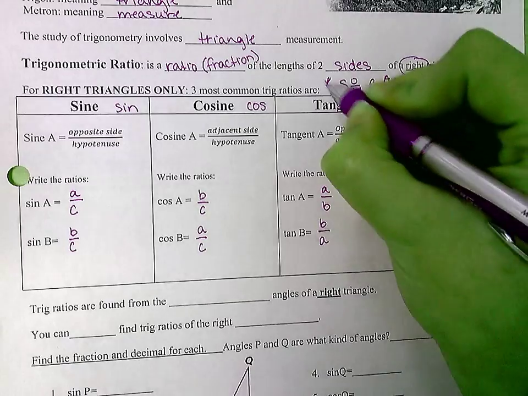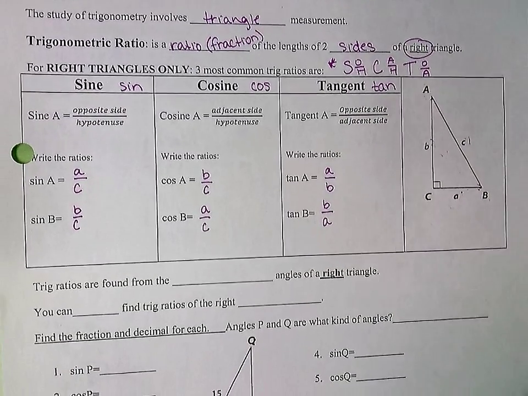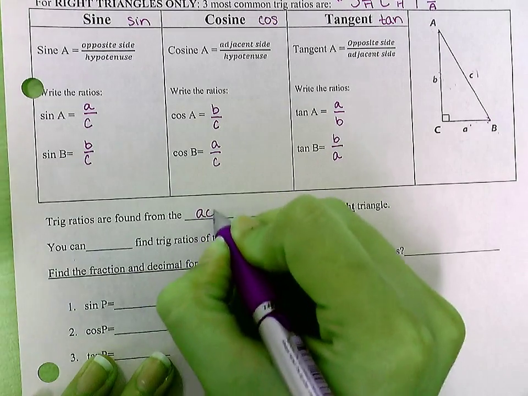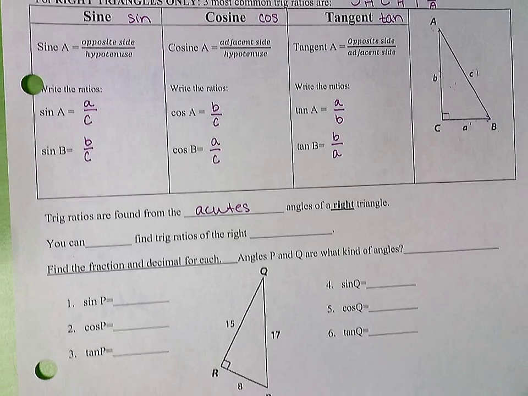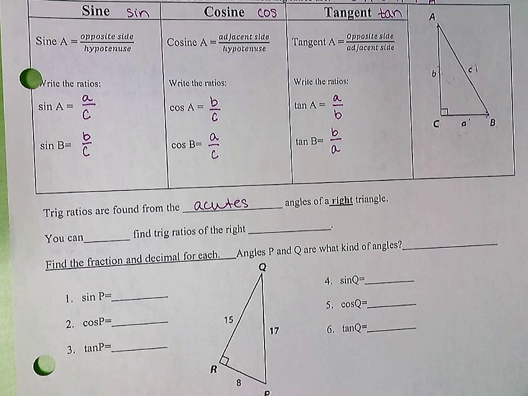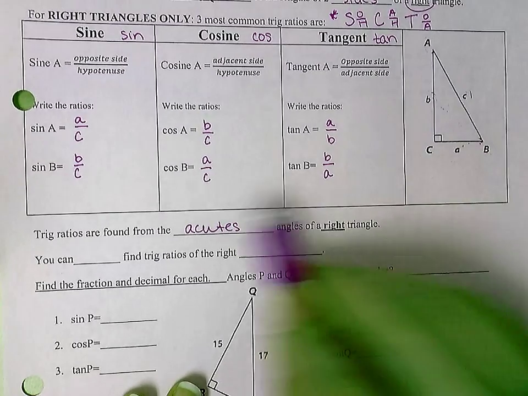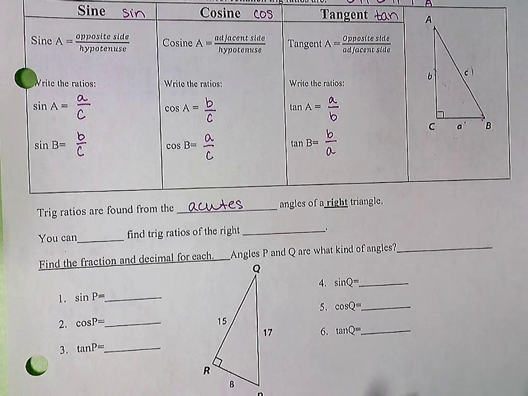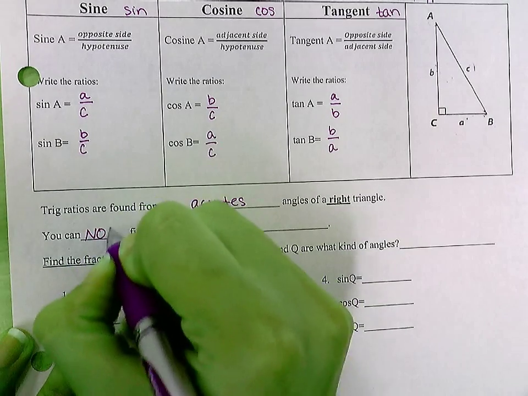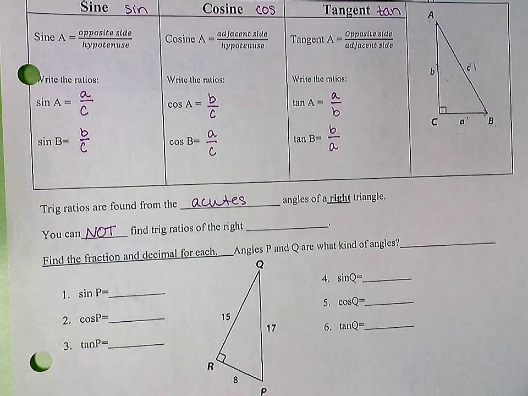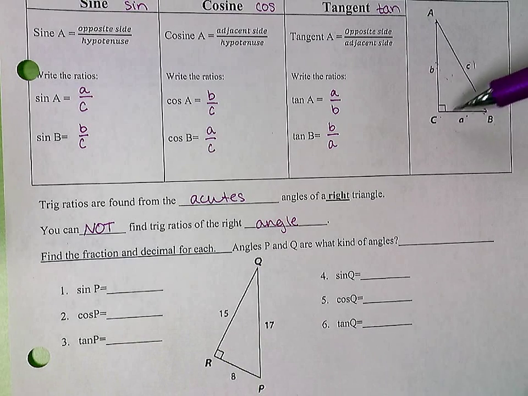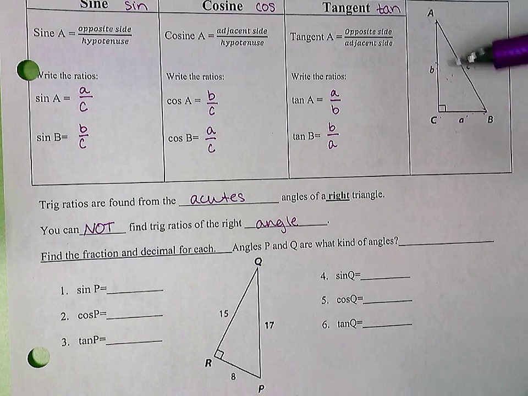So good things to remember here. Trig ratios are found from the acute angles of a right triangle. So again, it has to be a right triangle, and you're using these ratios with the acute angles. Notice how we did not use angle C for any of these three. You cannot find trig ratios of the right angle. So you cannot go sine of angle C.